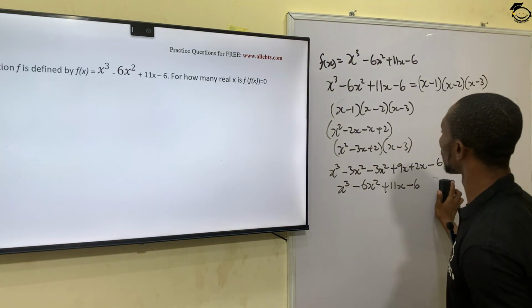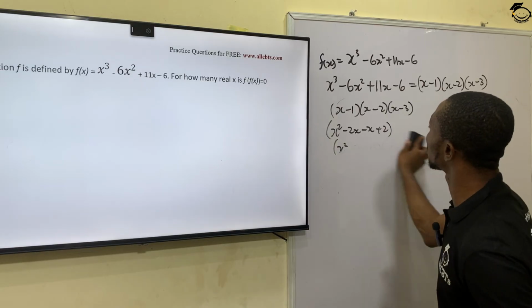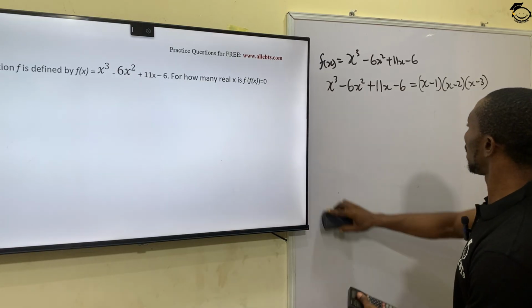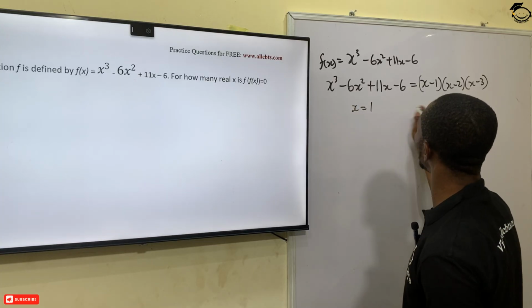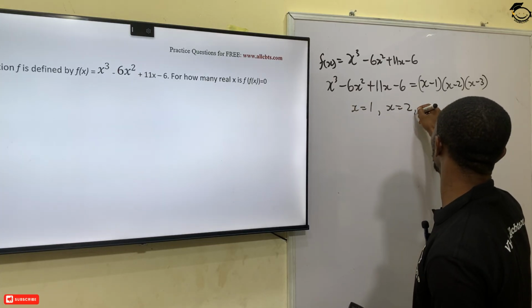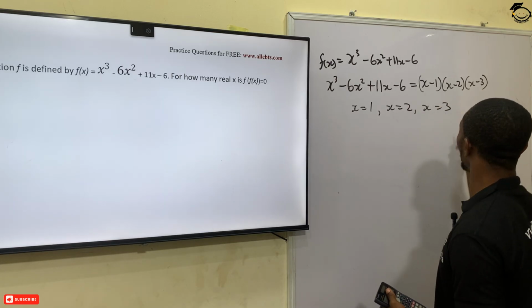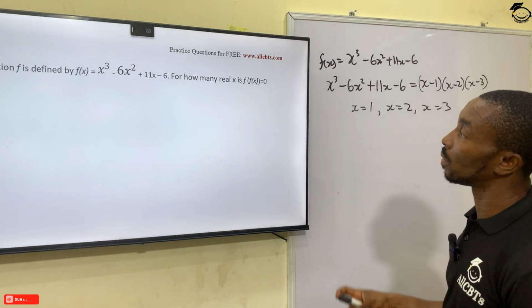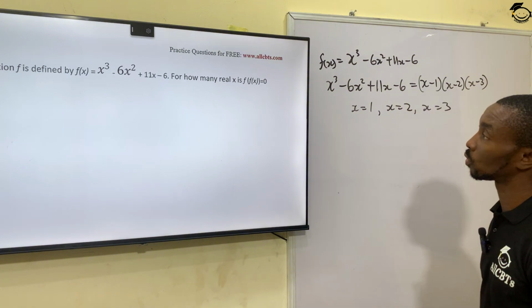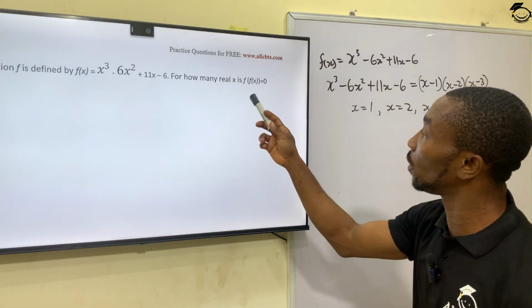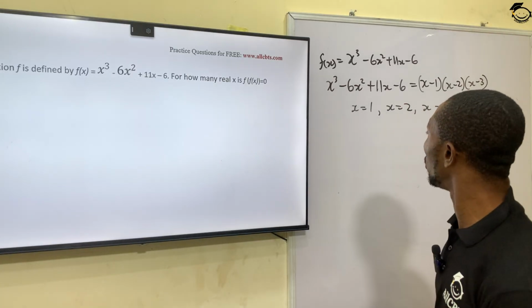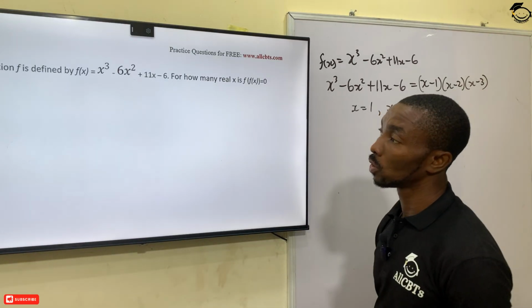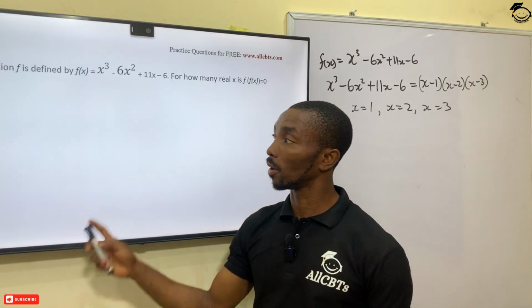So from here, we know that our x would be x equals 1 or x equals 2 and x equals 3. So this would be the number of x. So for our real numbers, for how many real x is f of x going to be equal to 0 would give us 3. So our answer would be 3.